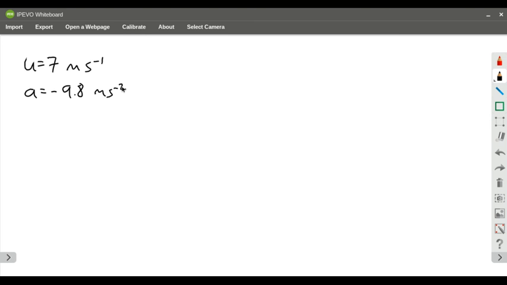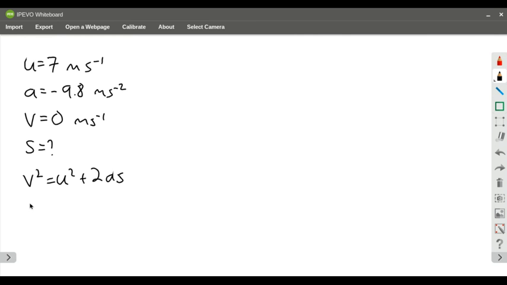Actually, let me just go back and check. What gravity did they tell us to use? 9.8, good. And then we know that it's going to reach a speed of 0 as it travels vertically upwards. And that's all we need. So we think back to our equations, and the one that links, we want to know distance, right? We don't need to know time at the moment. So we're going to use v squared is equal to u squared plus 2as. And s is what we want to know.